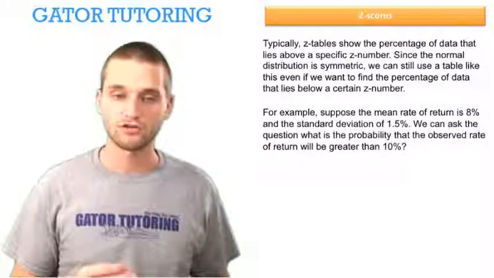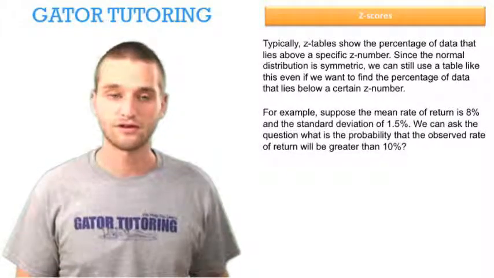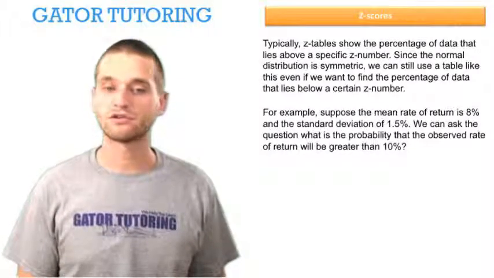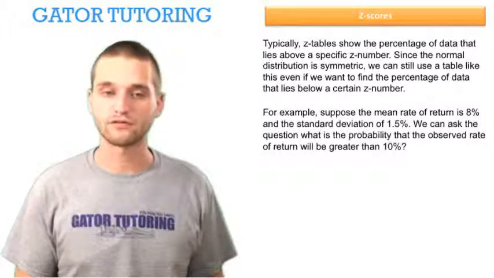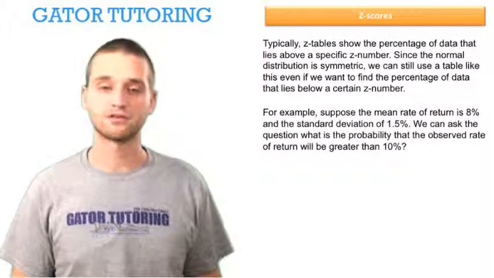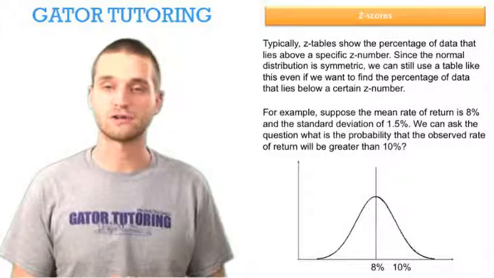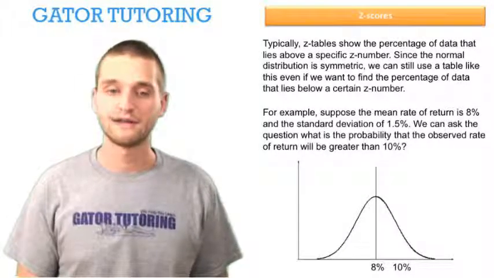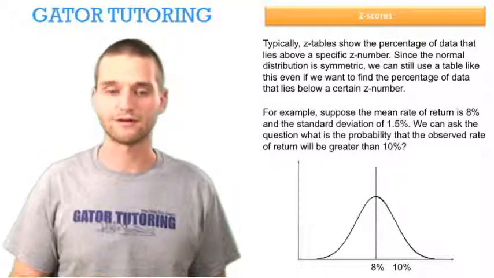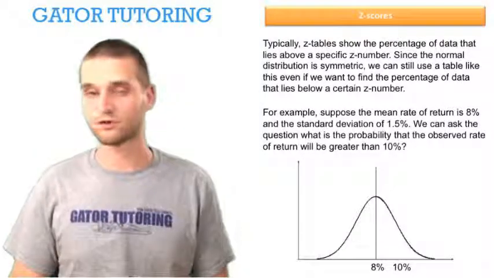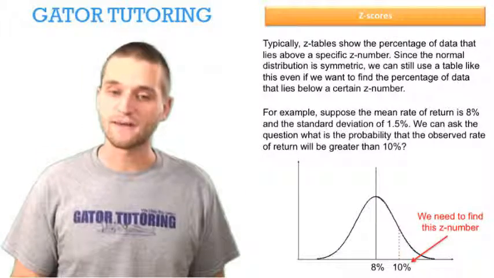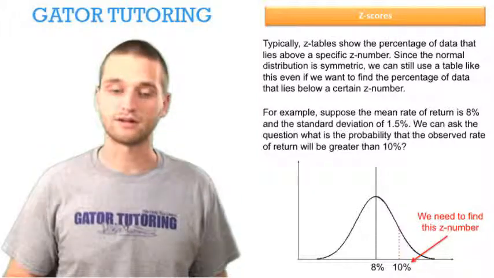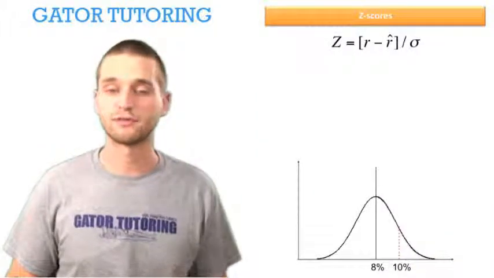For example, suppose the mean rate of return is 8% and the standard deviation is 1.5%. We can ask the question, what is the probability that the observed rate of return will be greater than 10%? And so here again is our generic picture of a z-distribution. 8% is the mean rate of return, we put that right in the middle. 10% is above that, so we just put it to the right a little bit. We're not exactly sure where, but it's just somewhere to the right. And we need to find the z-number that goes with the observed rate of return of 10%. So again, here's the formula to find the z-number.